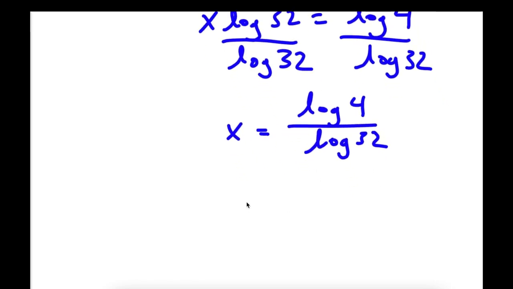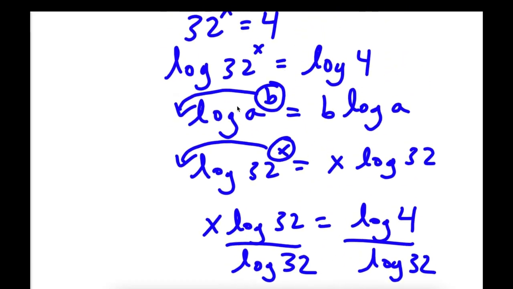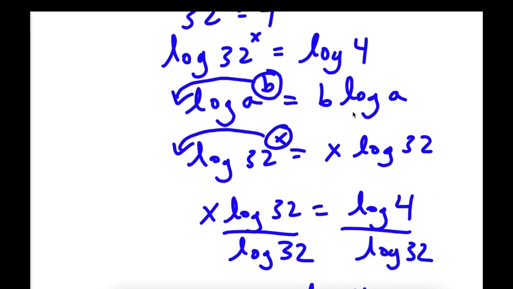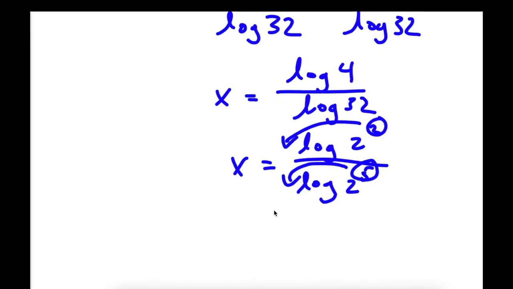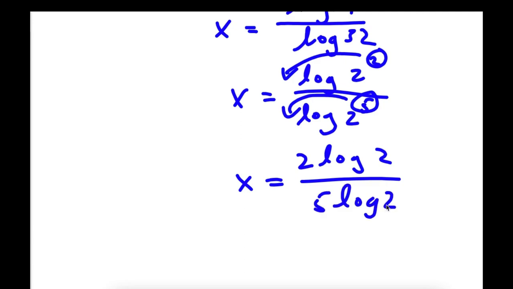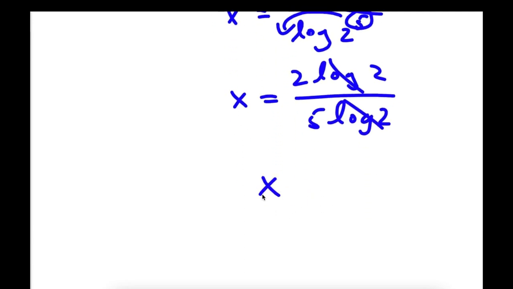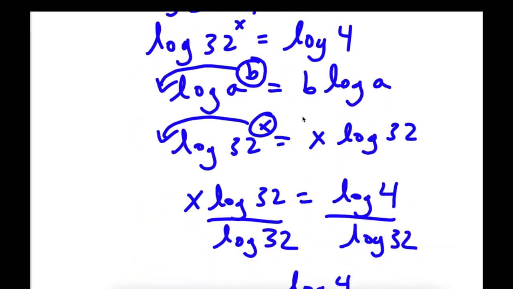Now 4 here, this is the same thing as 2 squared. And 32, this is the same thing as 2 to the power 5. And now remember, if we have something in the form log a to the power b, this is equal to b times log a. So for both of these, I'm going to move the exponent to the front of the logarithm. So now I have x is equal to 2 times log 2 over 5 times log 2. Now these two log 2's can simply cancel out, so I end up with x is equal to 2 over 5. So as you can see, we have the same answer, but we used two different methods.